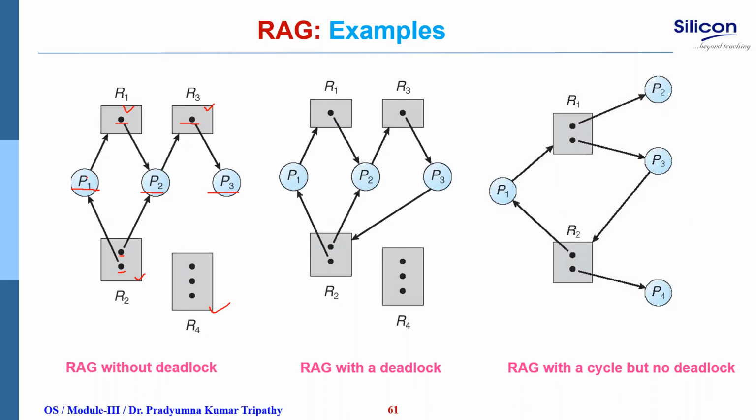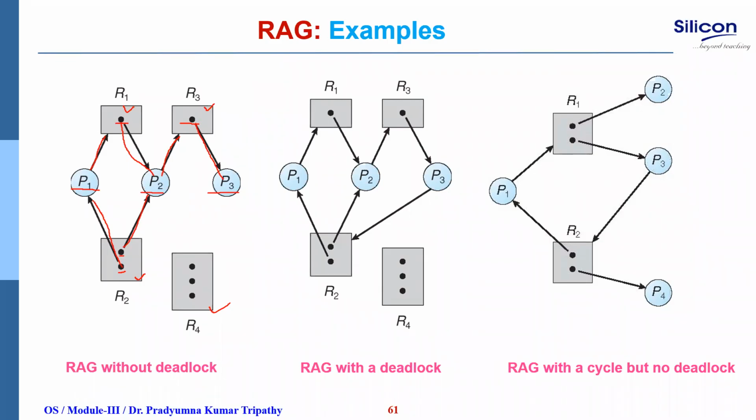Now, P1 is requesting R1, but R1 is allocated to P2. P2 is requesting R3, and R3 is allocated to P3. Correct? There are 2 resources which are allocated to P2 and P3. Now we'll see whether it is in deadlock or not.